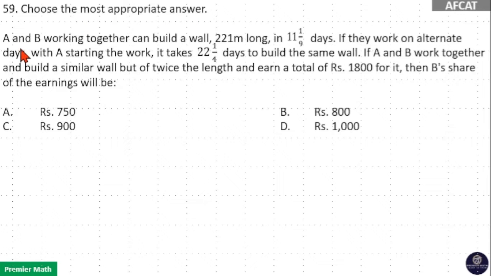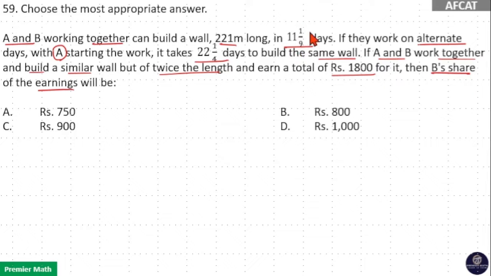Choose the most appropriate answer. A and B working together can build a wall 221 meter long in 11 and 1 by 9 days. If they work on alternate days with A starting the work, it takes 22 and 1 by 4 days to build the same wall. If A and B work together and build a similar wall but of twice the length and earn a total of rupees 1800 for it, then B's share of the earnings will be.